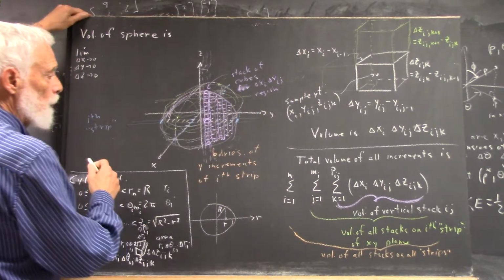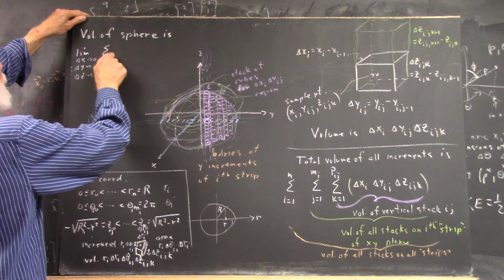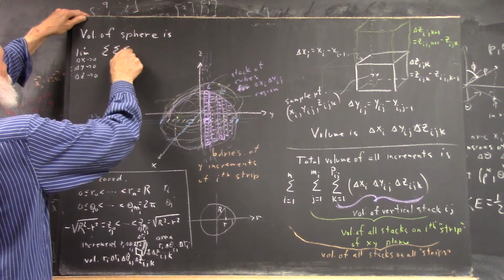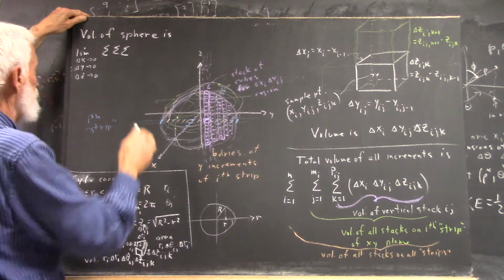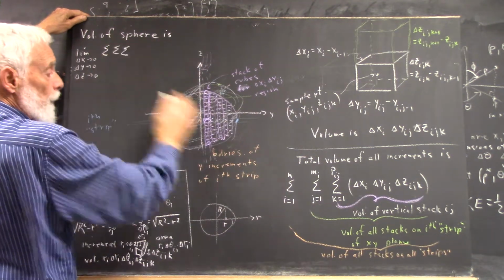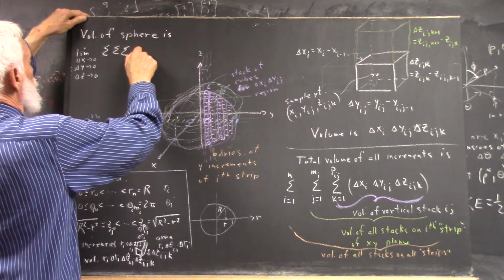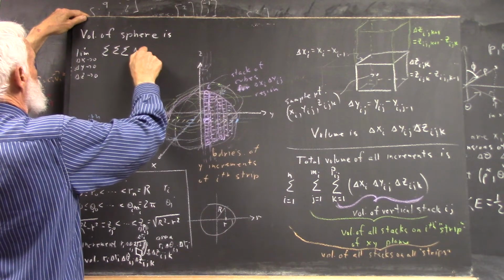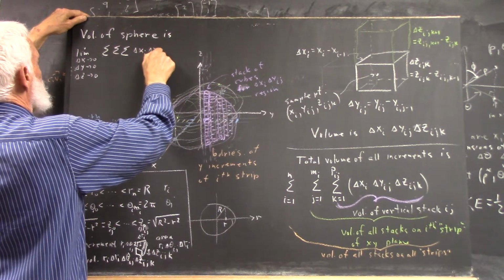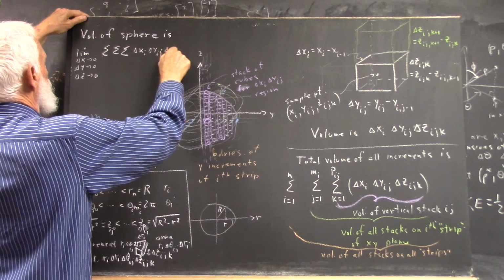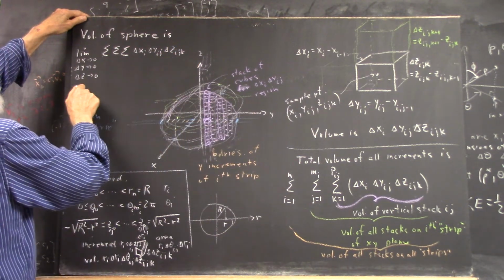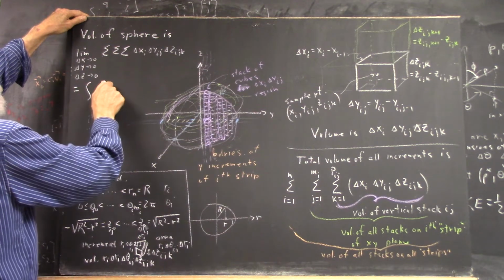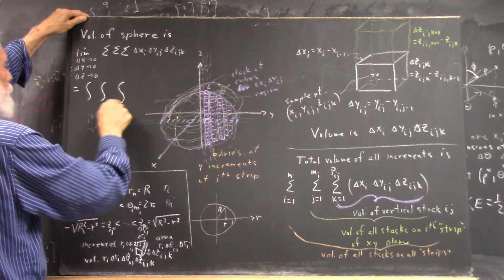Okay, so it's a limit of your triple sum, and I'm not going to write all the limits here. They're the same as they are there, of your delta x_i, delta y_ij, delta z_ijk's, which equals a triple integral.